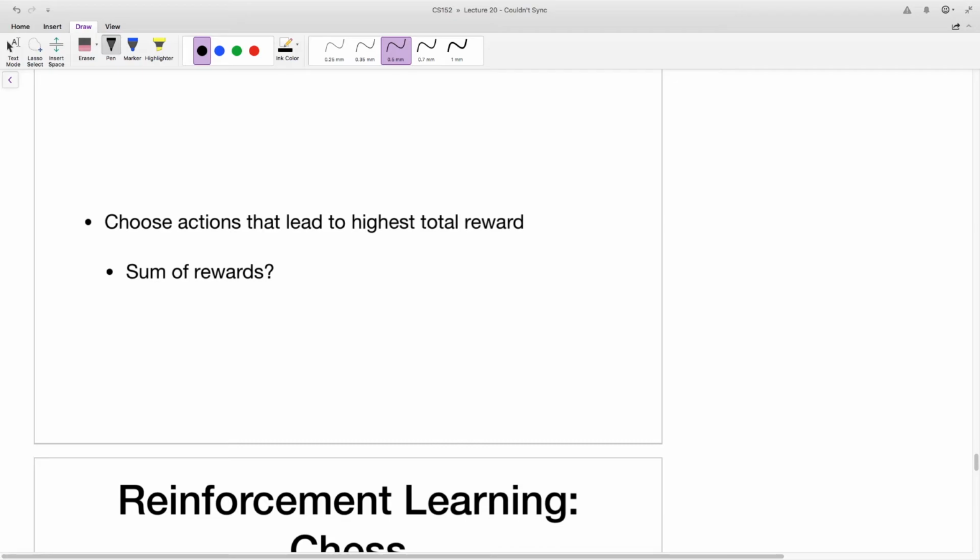When we say total reward, what exactly do we mean? We might be acting in our environment for quite some time. Do we just want to sum all the rewards we got along the way and say that's our total reward? You say no. Why not? Nope. 10 rewards is 10 rewards. Weight them according to what? Which would be more valuable?